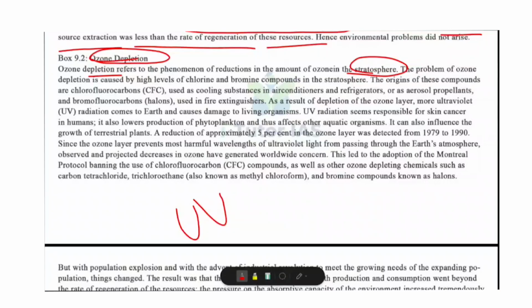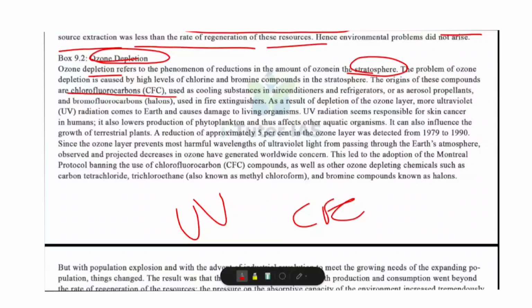And what is meant by ozone depletion? It means the reduction of ozone in this layer. The main cause is chemicals containing chlorine and bromine such as CFCs, that means chlorofluorocarbons. That is used in air conditioners, refrigerators and aerosol sprays, and also halogens.